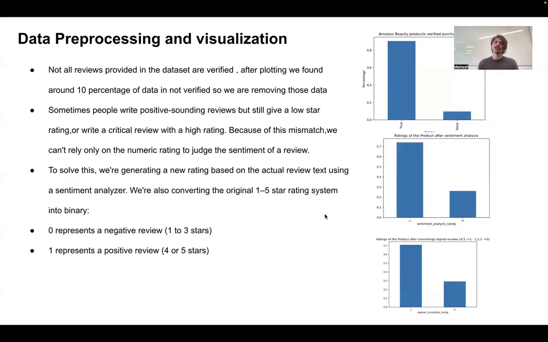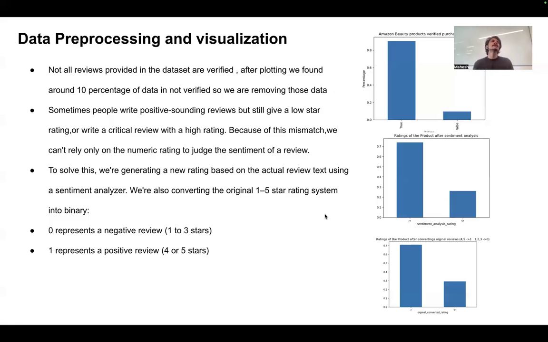There we can get to know that 10% of the data in the dataset is actually not verified data. So we removed that data in our analysis, and then we converted the ratings from the 1 to 5 range to two representations, because we can't simply use those five different categories to say whether it is positive or negative. So for that analysis we are changing the data to two classes. One is negative, which we mapped as ratings 1 to 3, and for positive we treat it as a 1, that is for 4 to 5 stars.